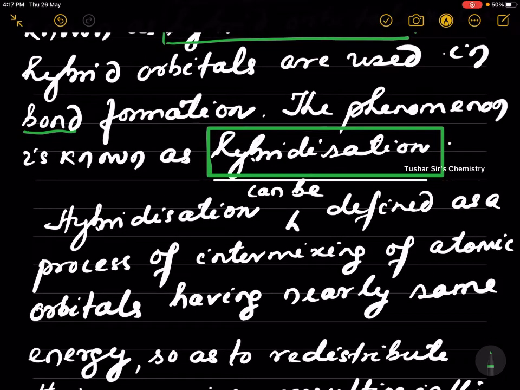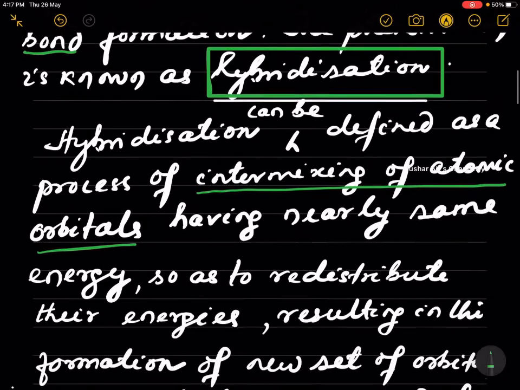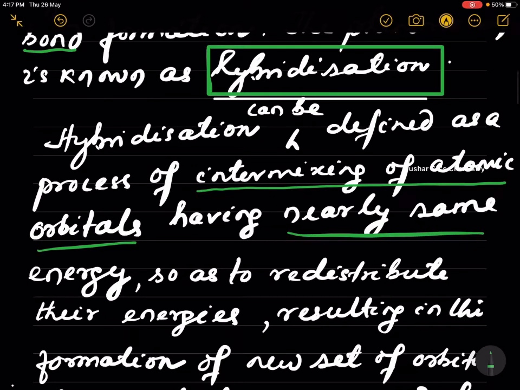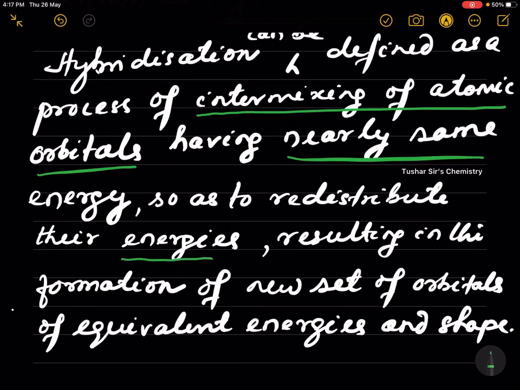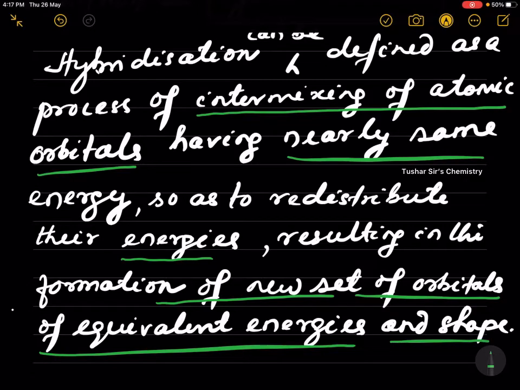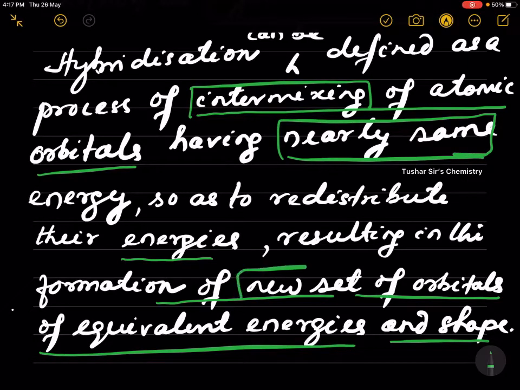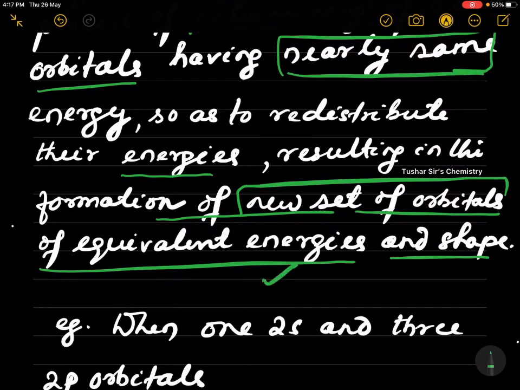Hybridization can be defined as a process of intermixing of atomic orbitals having nearly the same energy so as to redistribute their energies, resulting in the formation of a new set of orbitals having equivalent energies and shape.